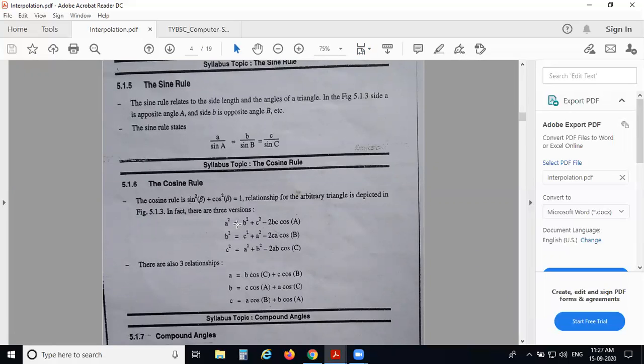A square is equal to B square plus C square minus 2BC cos A. Then B square is equal to C square plus A square minus 2CA cos B. The next one is C square, which is equal to A square plus B square minus 2AB cos C. And there are also three relationships, that is A is equal to B cos C plus C cos B. Then B is equal to C cos A plus A cos C. And C is equal to A cos B plus B cos A.